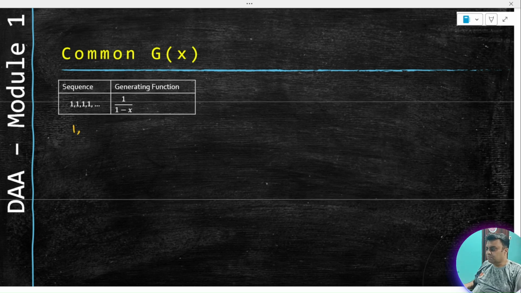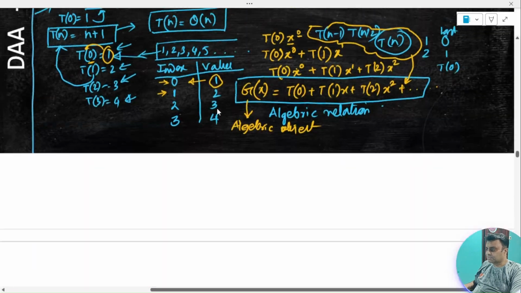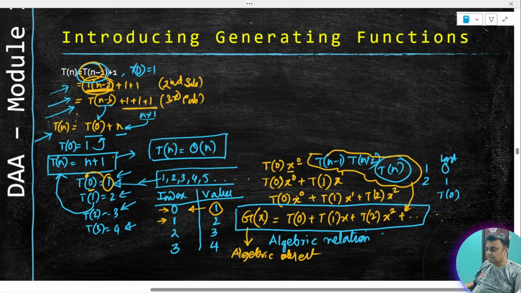Let us say the sequence is 1, 2, 3, 4. When I say sequence, what is the sequence? If you see here, we had generated a sequence. Right here we had generated this sequence. This is t0, t1, t2, t3. The values are actually the sequence. This is my sequence.